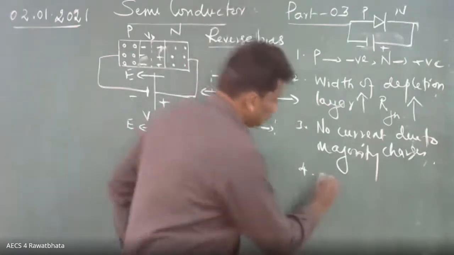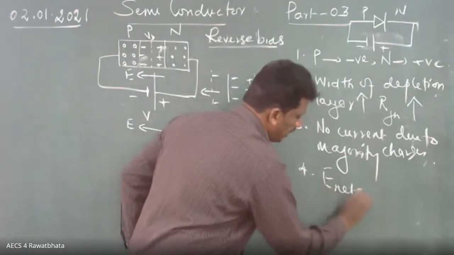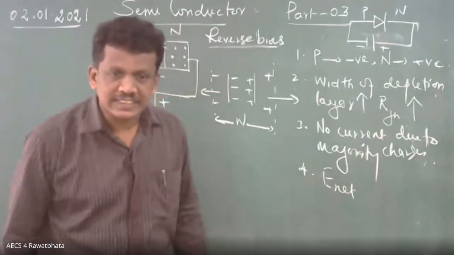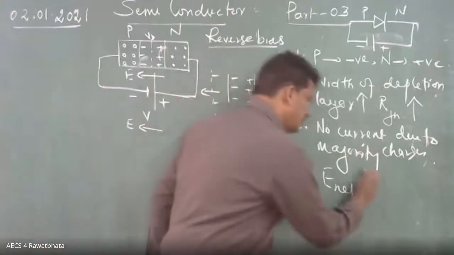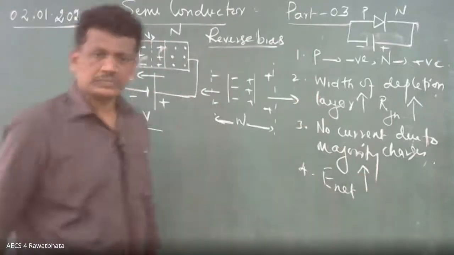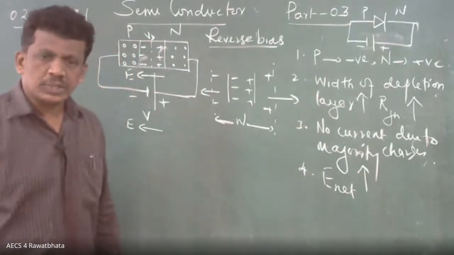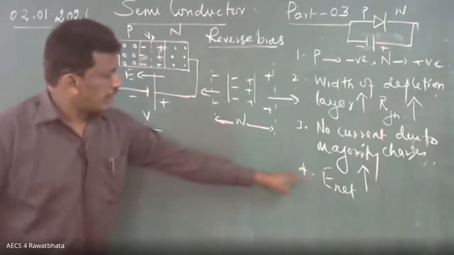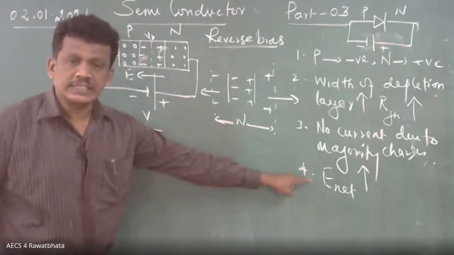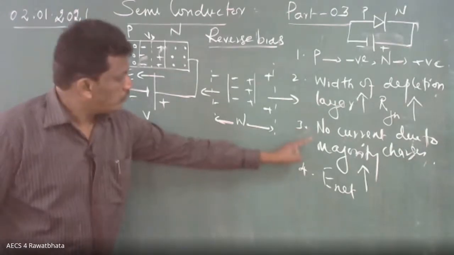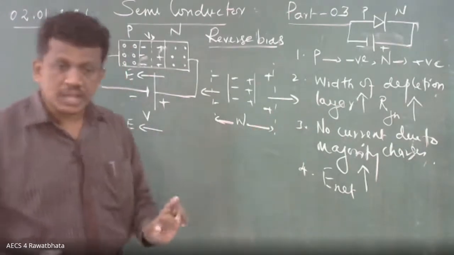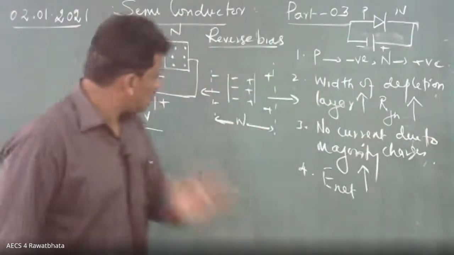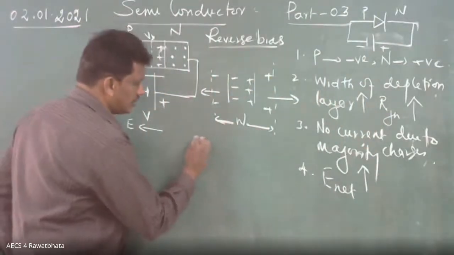Added. So what will be the net electric field? Increases or decreases? Increases. Yes, Roshini, Saloni, others are responding. Good. So the net electric field increases. Where? In forward bias or reverse bias? In reverse bias. Then how will we get the current? In reverse bias also you are getting the current.